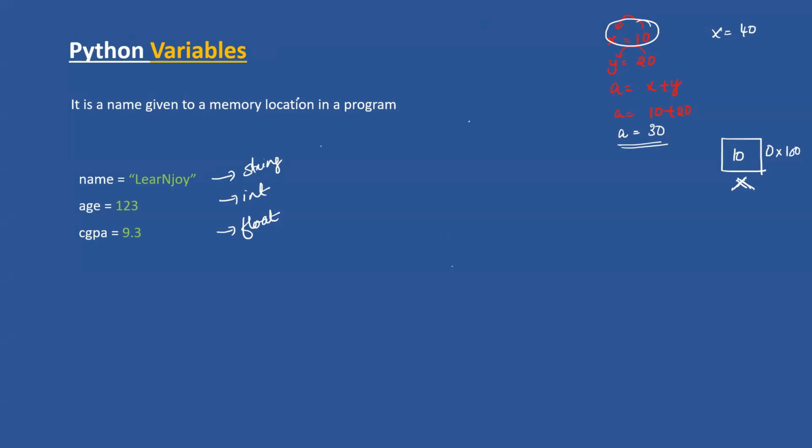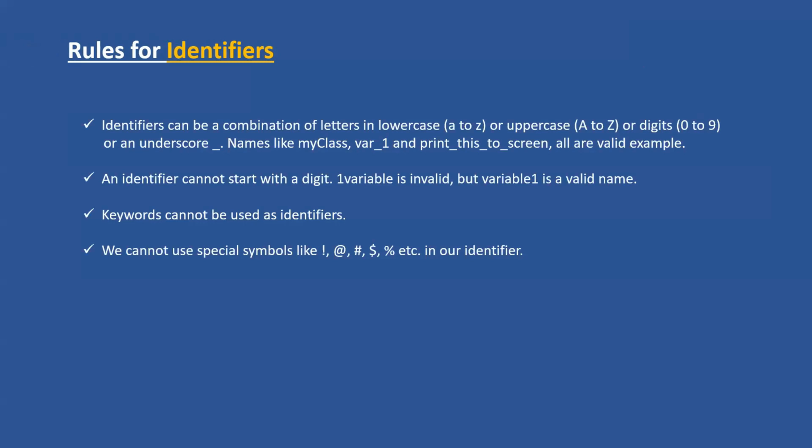Okay, now the variables. So let's see the rules of these variables. How to name a variable. For example, here I used name, age, CGPA. All the letters were in lowercase. There are certain rules for variable names. Not just for variable names, for identifiers. We use identifiers in order to identify something. Here we are using it to identify my variable. So these are the rules. Identifiers can have a combination of letters, both lowercase and uppercase. And Python is actually a case sensitive language.